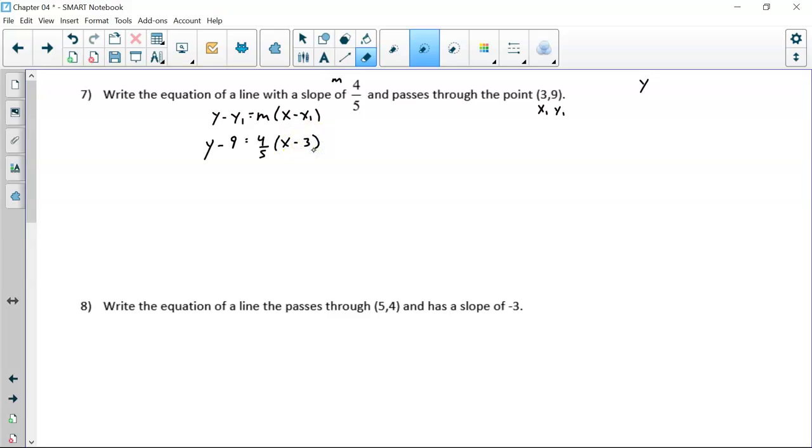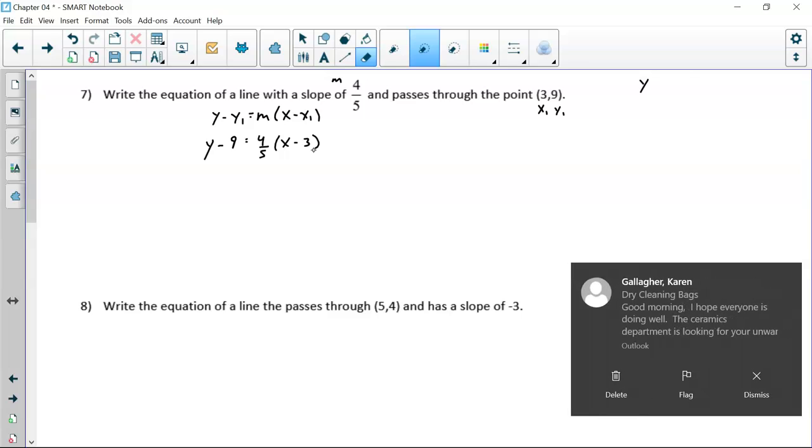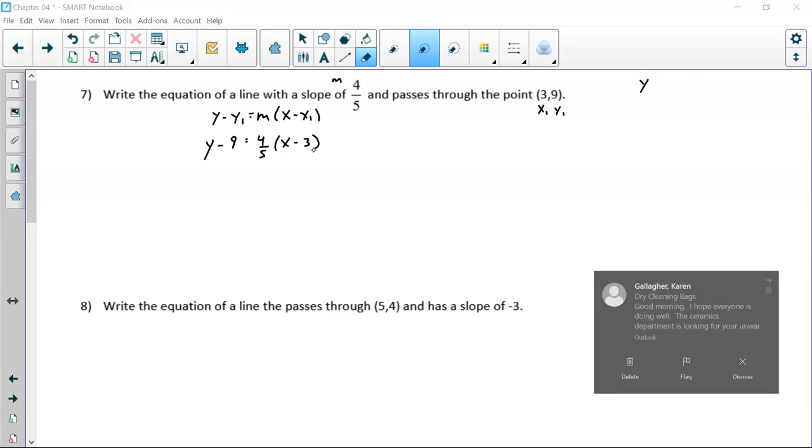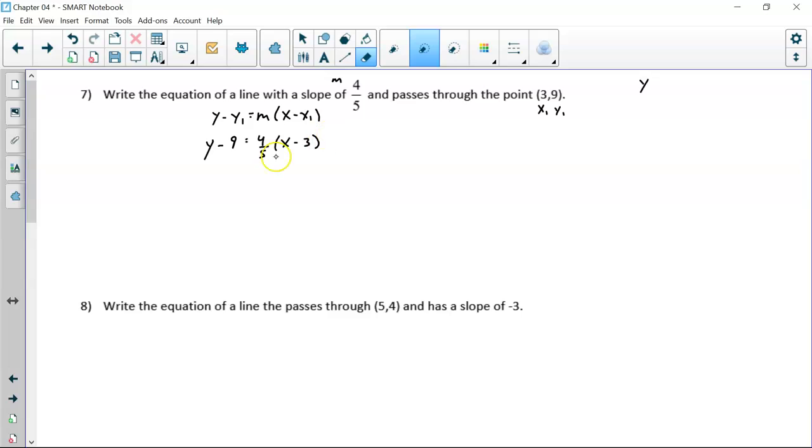Now what we want to do is get the y by itself. So we're going to distribute the 4/5. So y minus 9 equals 4/5 x, and 4/5 times -3 is -12/5. And then we're going to add 9 to both sides. So y equals 4/5 x minus 12/5.